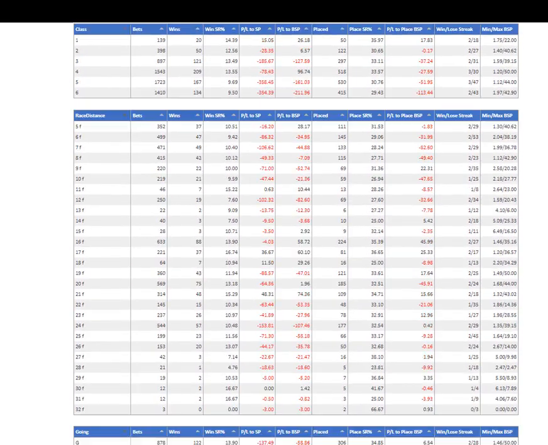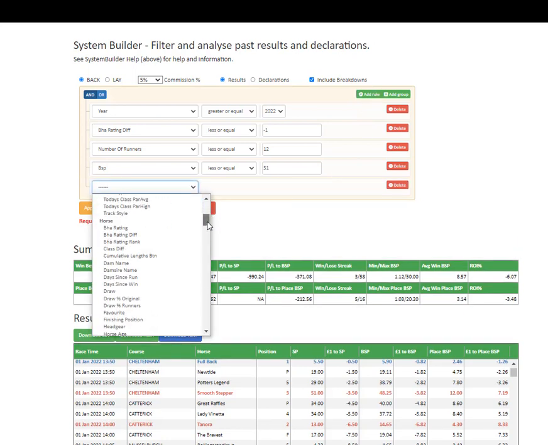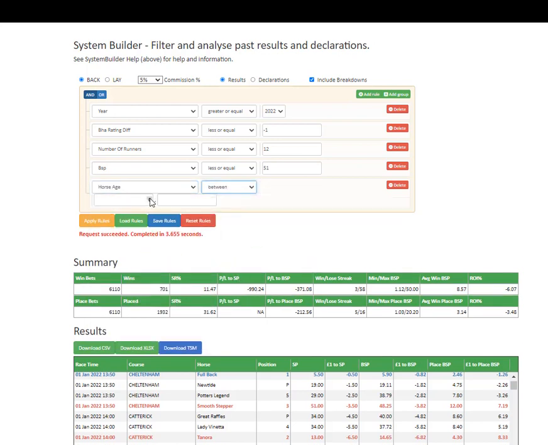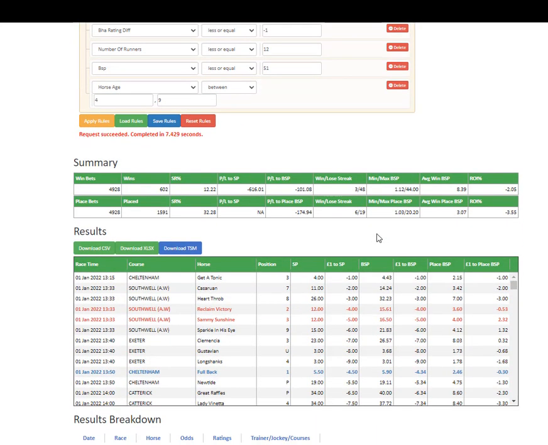only. So we go back up the top, keep what we've already got, and add the rule horse age between 4 and 9, and then we apply the rules again. When you're adding a rule, you don't need to change what's already there, you can just keep updating. Okay, so slight improvement in strike rate, definite improvement in profit and loss, but we're still in a loss.